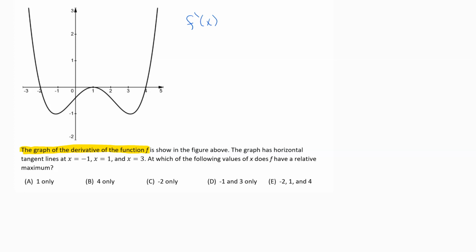So they tell us some information about horizontal tangent lines, but they want to know in the end, when does f, the original function, have a relative maximum? And so what we need to do is we need to read our first derivative data off of this graph and see what provides us an actual relative max.